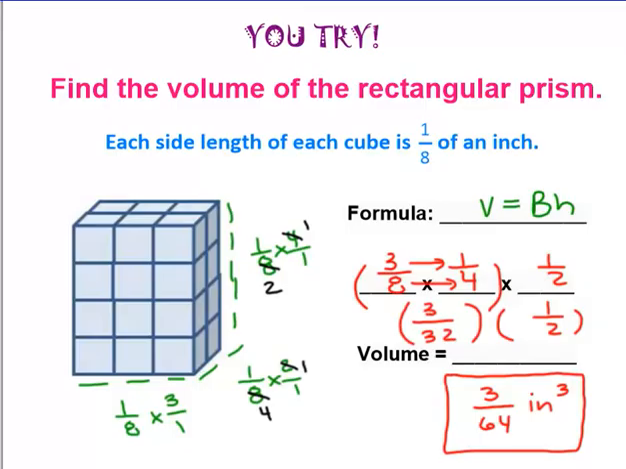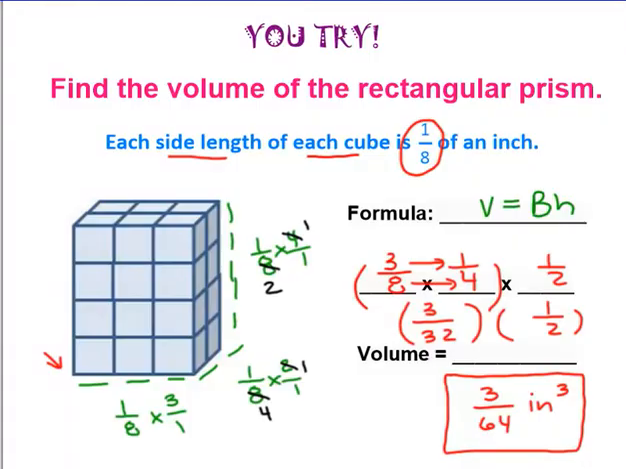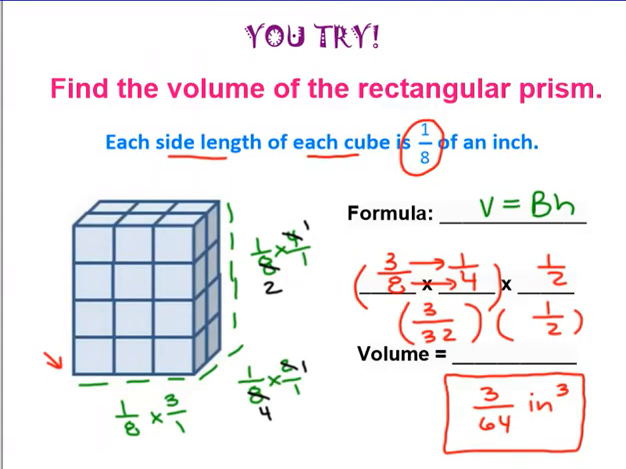All right, go ahead and pause if you're not done. So here we have each side length of each cube measuring 1/8 of an inch. I'm going to focus first on the base, which is down here. I have 3 units at 1/8 each, so 1/8 times 3, which is 3/8.